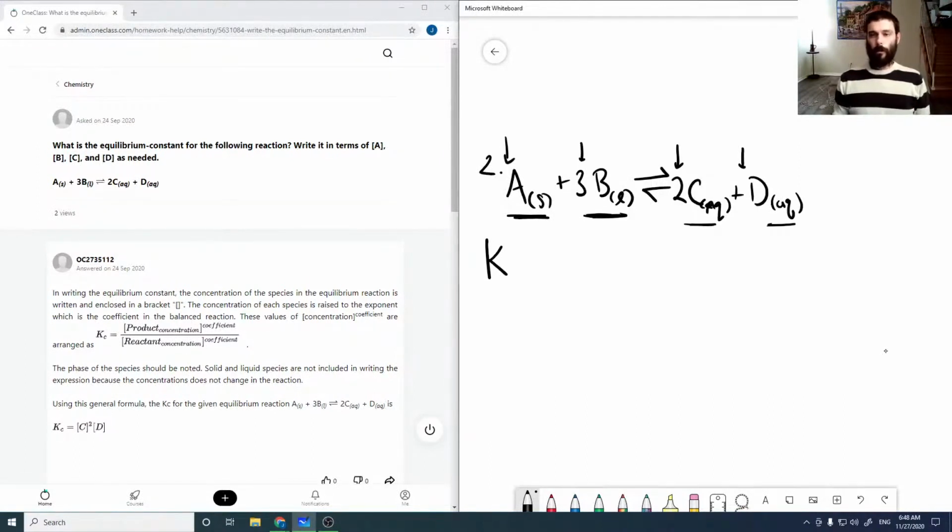Okay, so our K constant is going to be the concentration of our products. So it would be the concentration of C with the appropriate stoichiometric coefficient as a power. Concentration of D to the power of 1, so we don't need to include it. And then we can divide by the reactants, but you see that the reactants here are solid and liquid, so those are not included. And that means that that is our K constant.